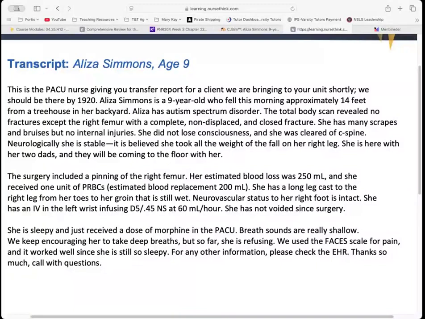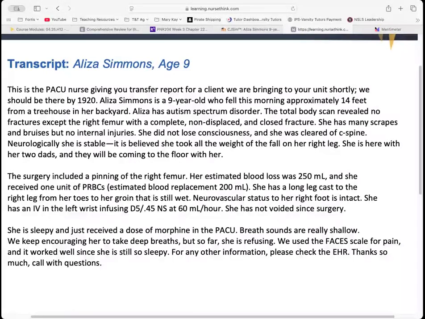What about her cast? Might we want to know if it's waterproof? When was the last circulation check? Yep, circulation check, whether or not it's a waterproof cast, that's going to help us with discharge. With that cast being wet still, what do we want to know?